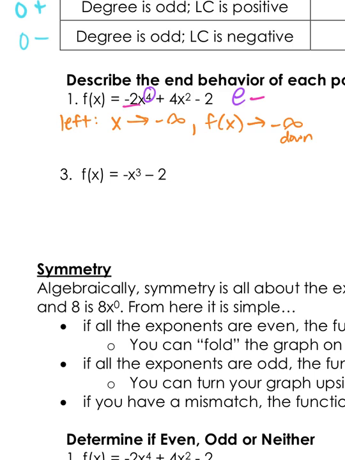For this one, the same will be true of the right, only this time as x goes to positive infinity, f of x goes to negative infinity. They're going in the same direction and they're both moving down.